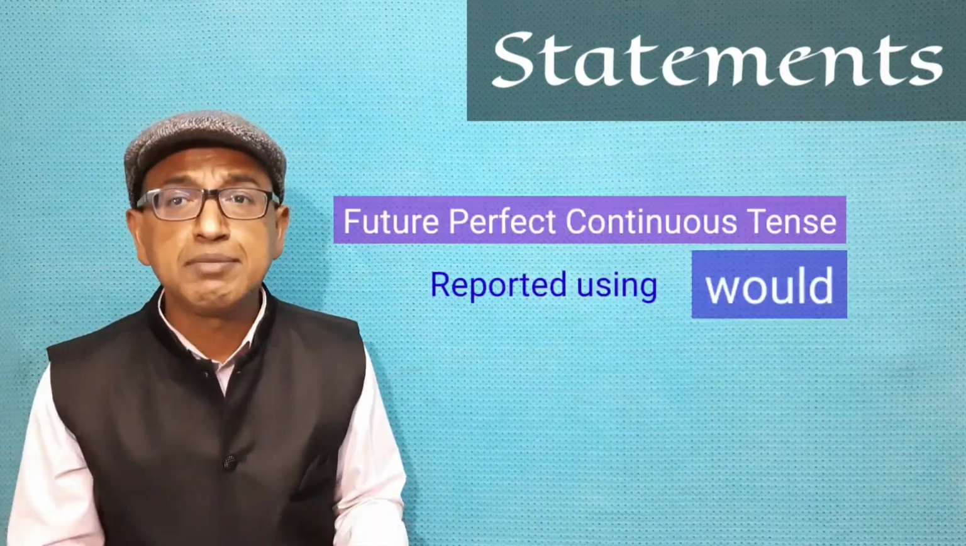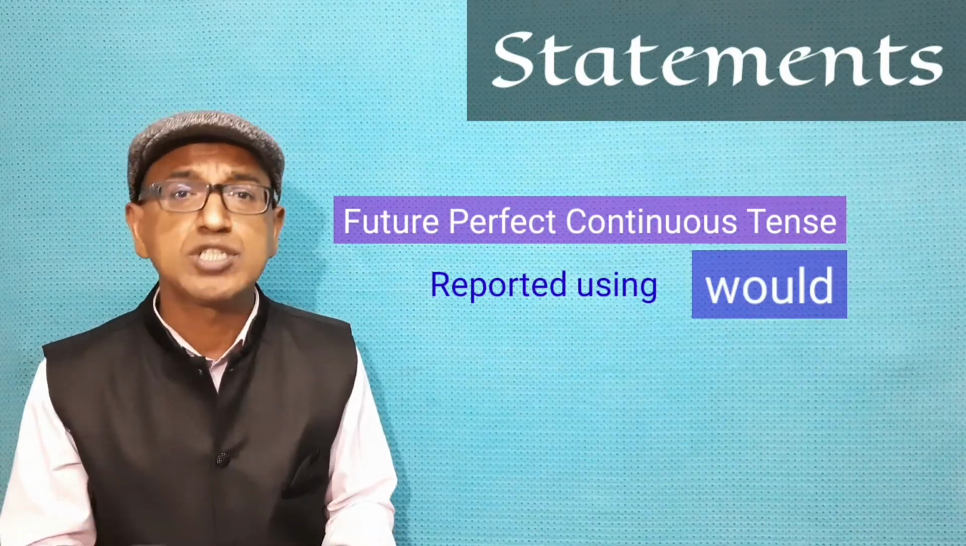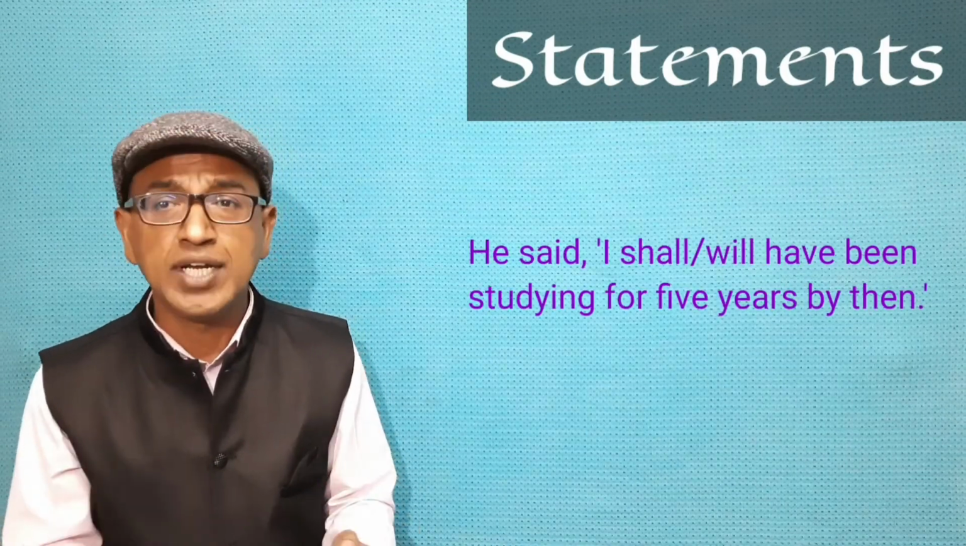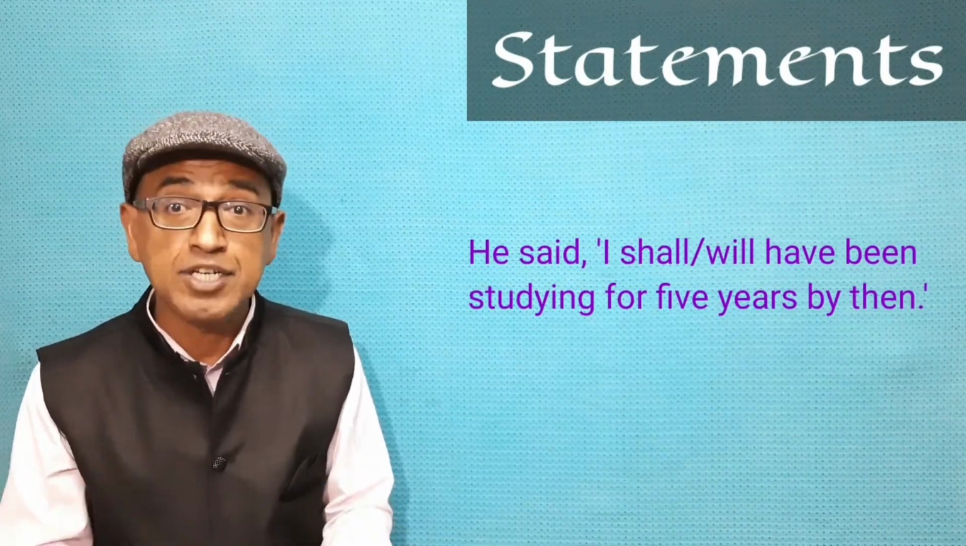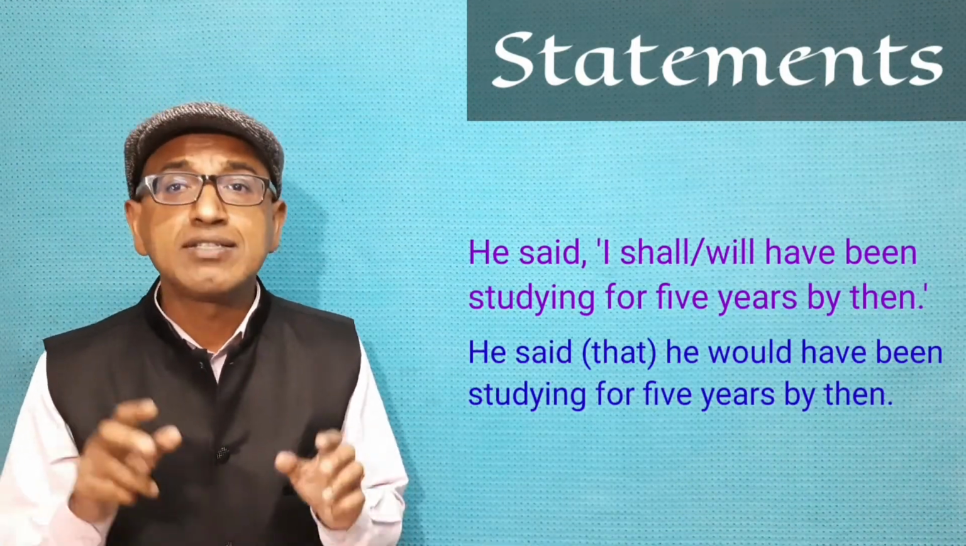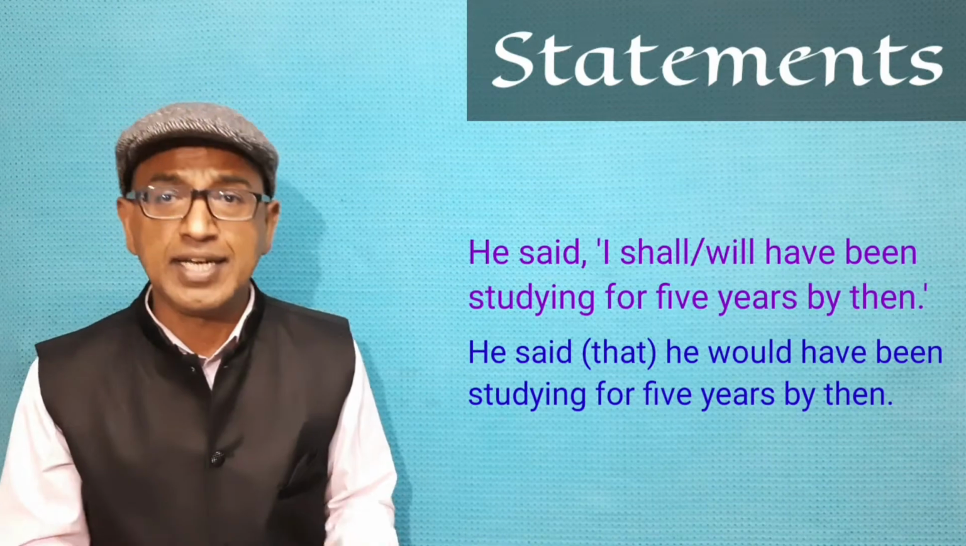Well, if the verb of the speech quoted is in the future perfect continuous tense, it is reported using would. For example, he said, I shall or will have been studying for 5 years by then. Becomes, he said that he would have been studying for 5 years by then.